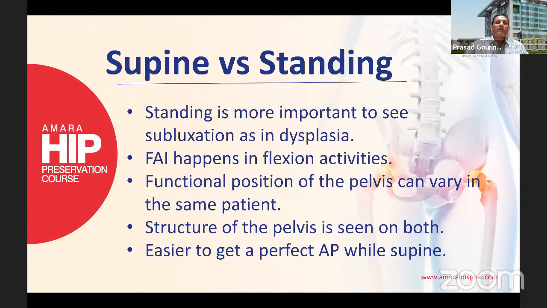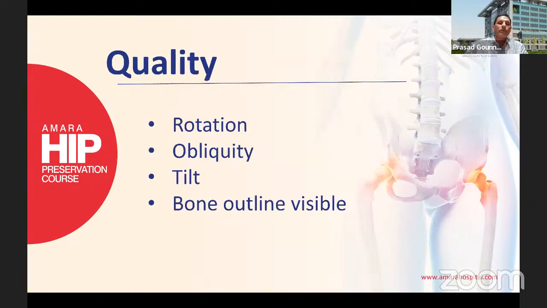The functional position of the pelvis can vary in the same patient when they stand. So personally, I prefer getting a supine X-ray as a standard so that I can control the X-ray better, because a standing X-ray can change based on how tired they are, how much they lordose or straighten their back. A supine X-ray is more controlled. What I tell you is that with either X-ray, the structure of the pelvis can be seen as long as the exposure is adequate. So it's not important that you get supine or standing, as long as the film is a perfectly made AP view.